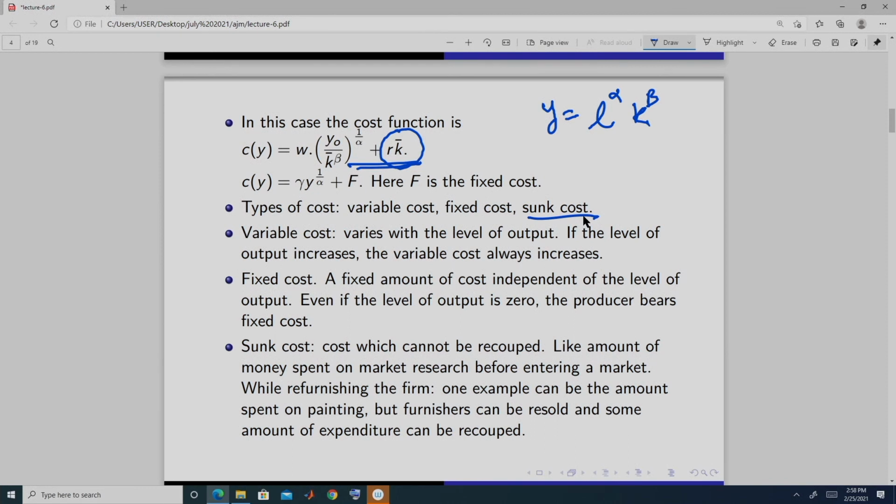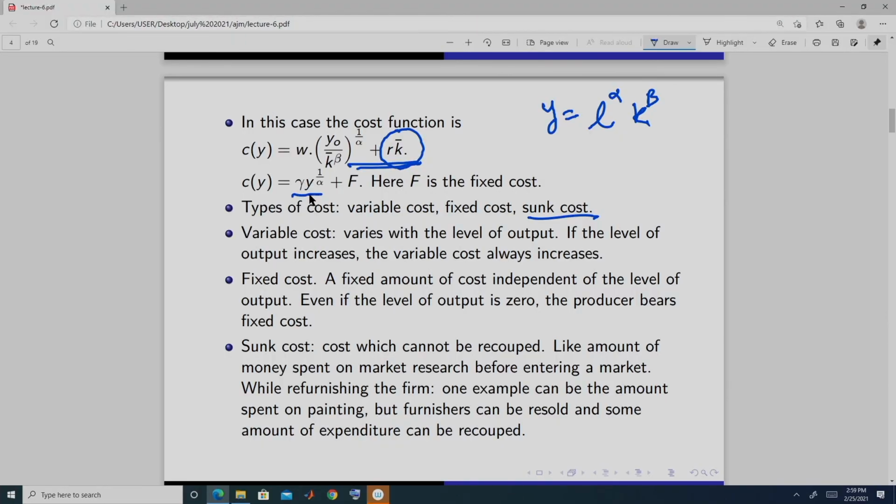And further we may have another type of cost, and that is a sunk cost. Okay. So, first what is a variable cost? Variable cost is that cost which changes when you want to change your output. That means if you want to increase your output, you will require more input; at least one of the inputs needs to be employed in more quantity. So, the cost related to that input is going to go up. So, that component is giving you the variable cost. So, here it is this part.